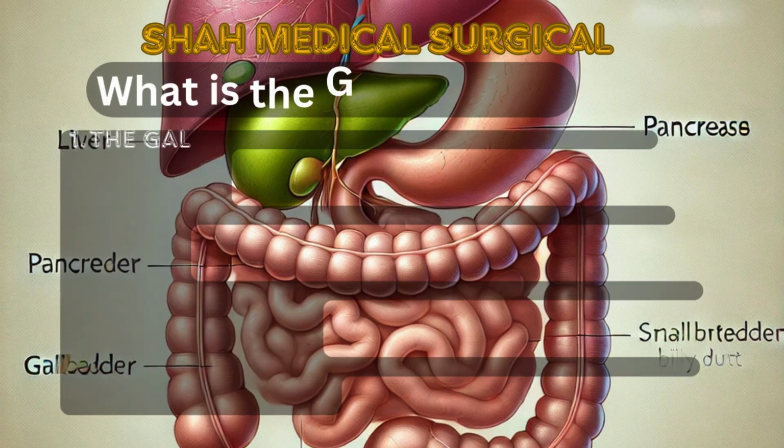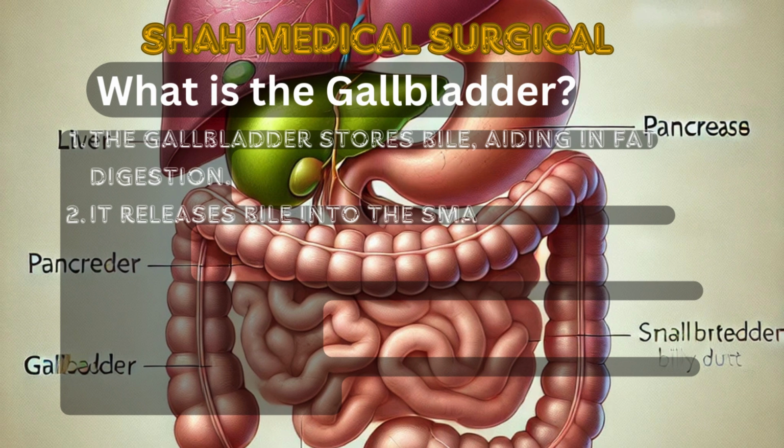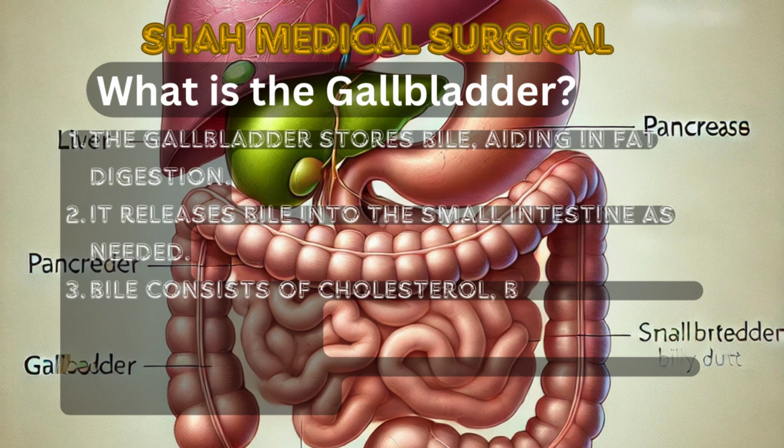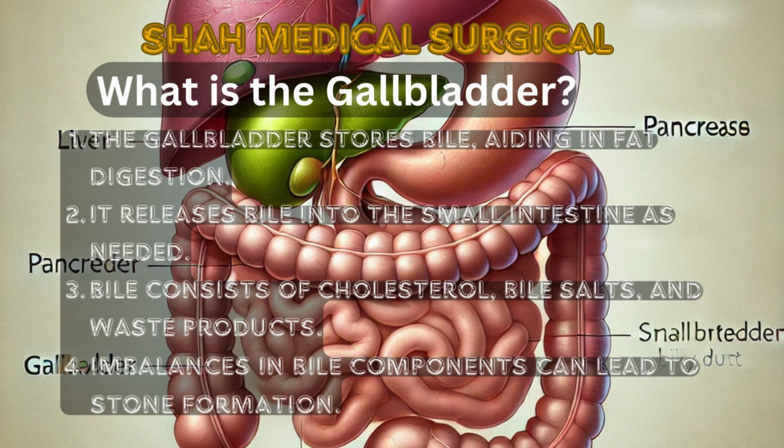What is the gallbladder? The gallbladder is a small, pear-shaped organ located under your liver. It plays a vital role in digestion by storing bile, a digestive fluid made in the liver. Bile helps break down fats in the foods we eat. When the bile contains too much cholesterol, bile salts, or bilirubin, it can lead to the formation of gallstones, which can cause various health issues.